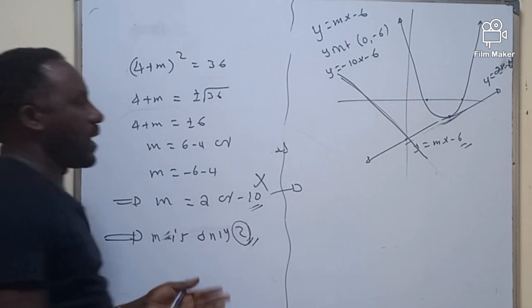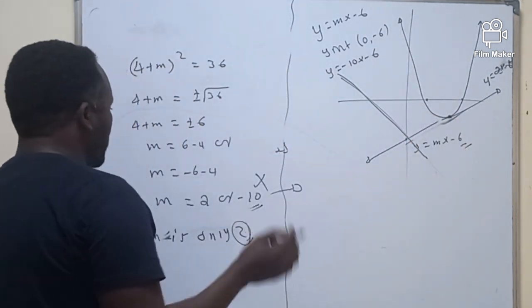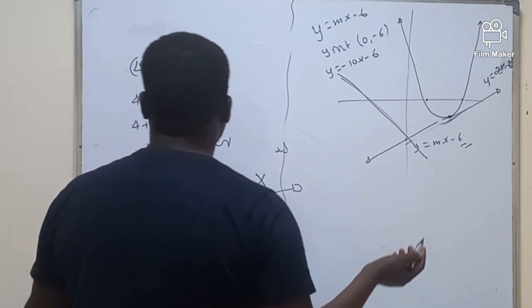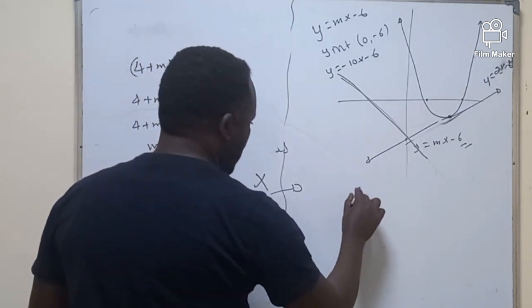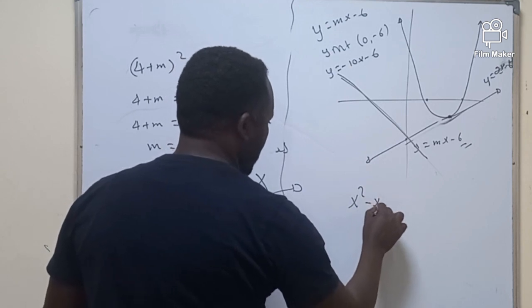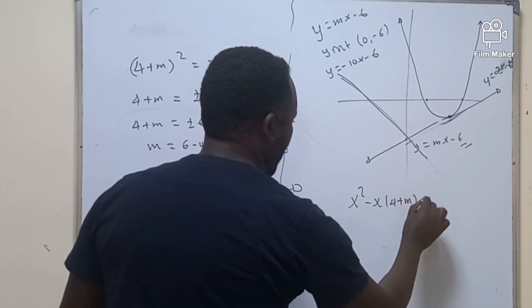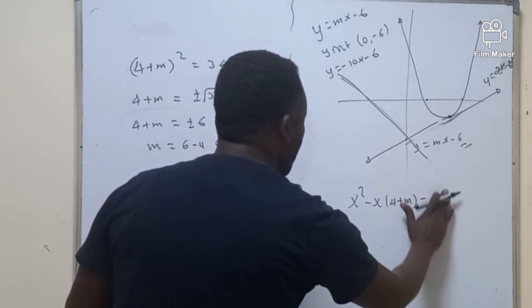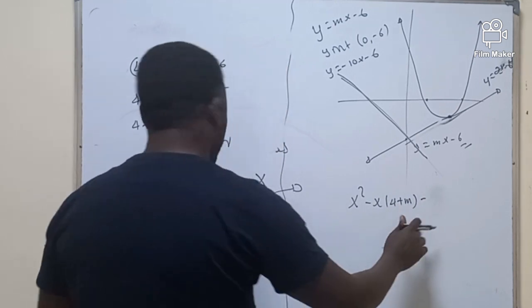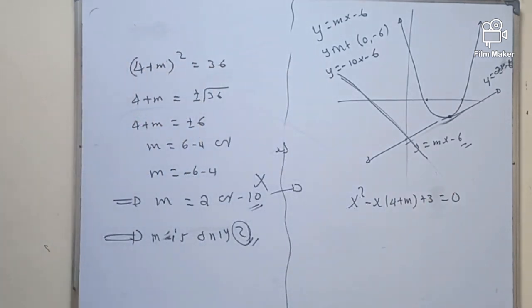Then, how are we going to determine this point in general? In order to determine this point, we have to equate the equation of the line with the curve.